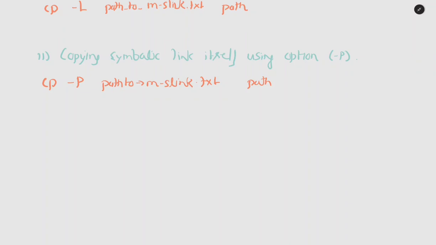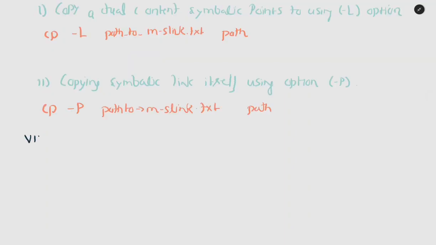Now we will see how to copy a file and overwrite it only if the source file is newer than the destination file. So for that we will use an option called -u. This option ensures that the copy operation only happens if the source file is newer than the destination file or the destination file does not exist.